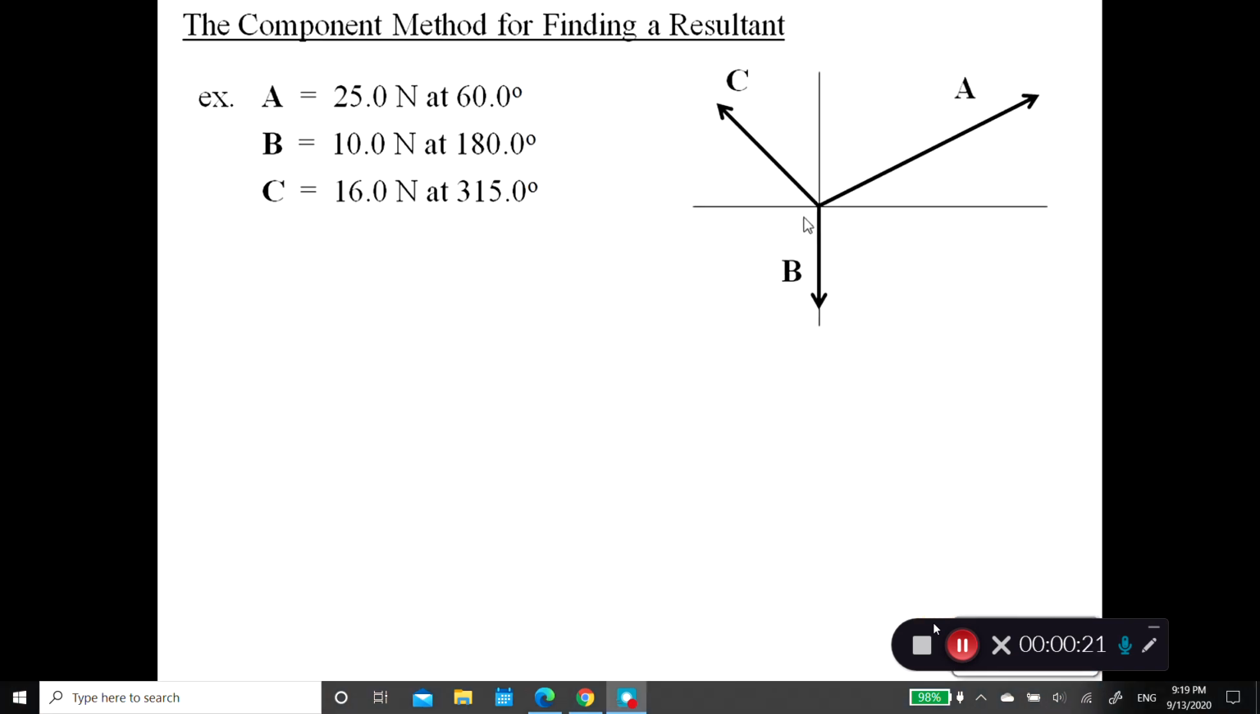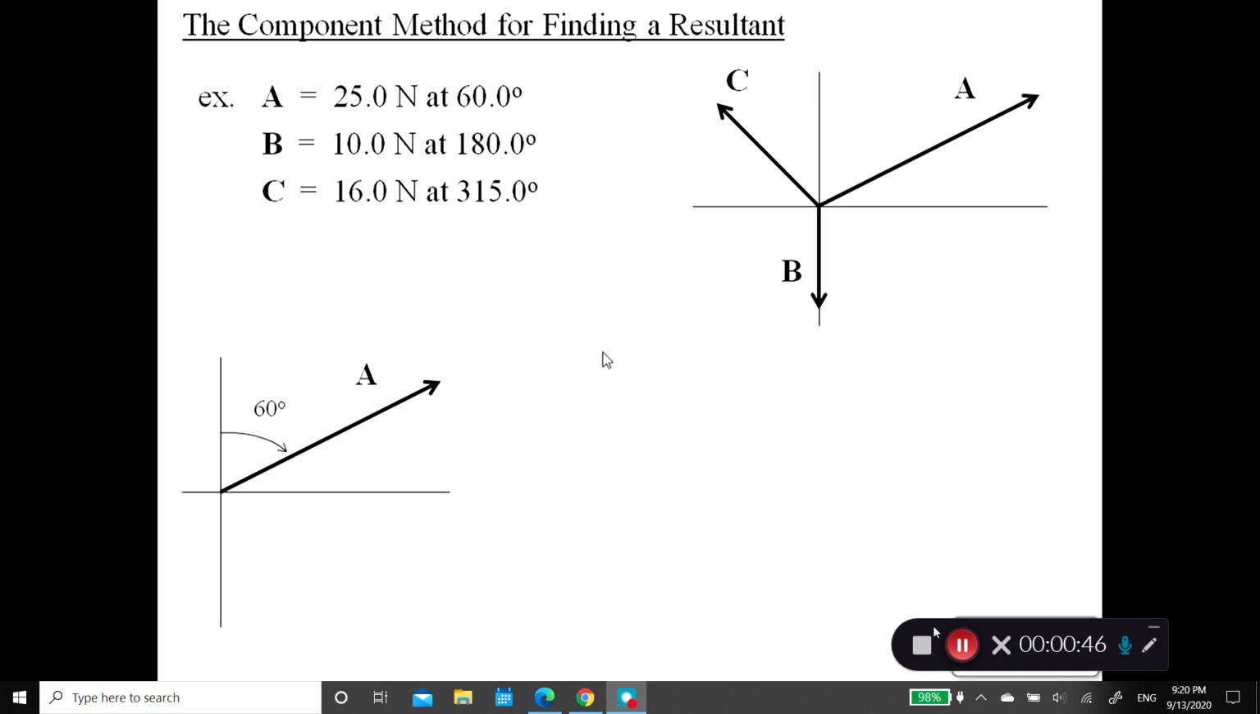So I have a sketch here. Remember, 0 degrees is north, 90 degrees is east, 180 is south, and 270 is west. So A is going at 60 degrees, B is 180, and C is 315. Now we're going to do this step by step. First of all, dealing with vector A. Vector A is 60 degrees from north.